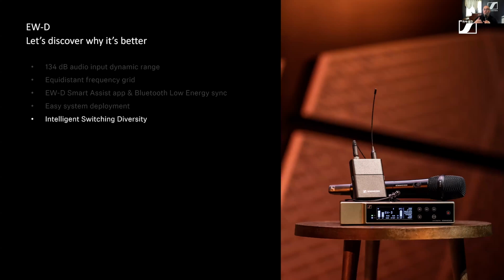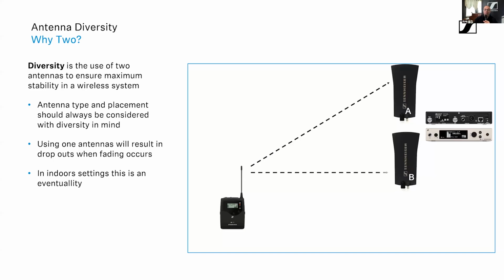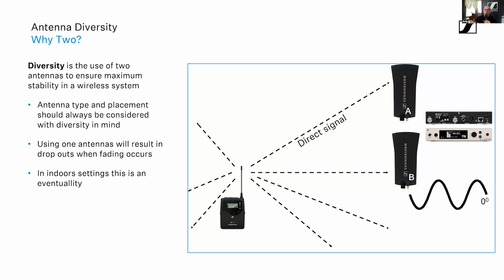So let's now look at the switching technology that we're using. With Evolution Wireless Digital, we have a brand new type of switching diversity called intelligent switching diversity. In order to understand this, let's talk a little bit about what diversity is in the first place. This is really the use of two antennas. I will say that all systems, including Evolution Wireless Digital and all of our competitor systems, really require the use of two antennas to give the best possible performance.